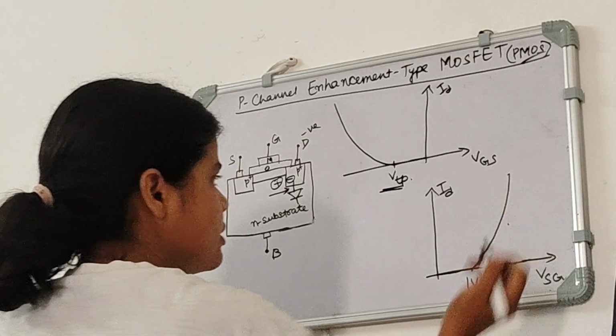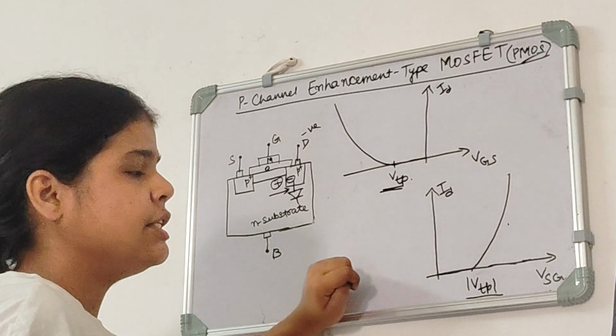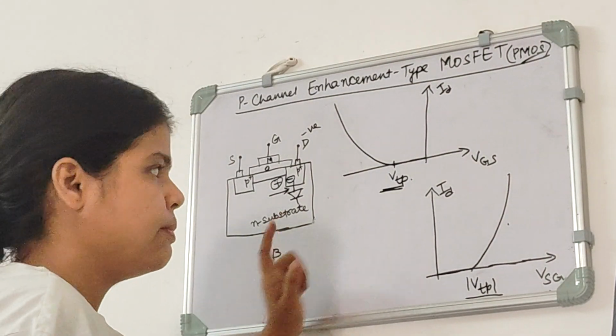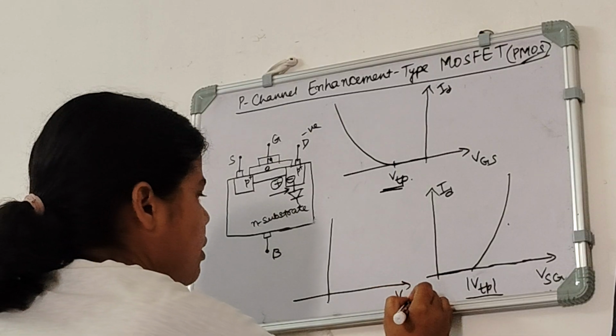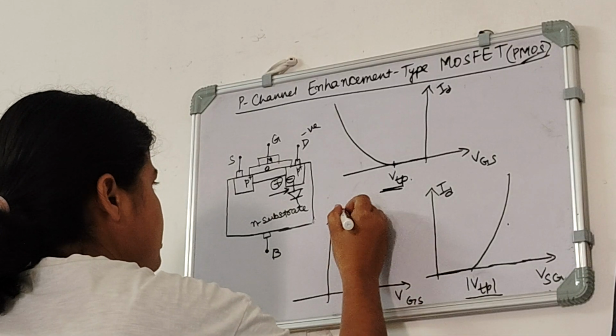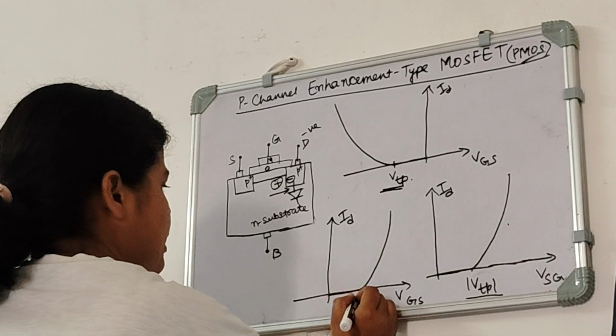And we can see that it is the same as the curve for ID versus VGS for NMOS, because in NMOS we saw that our curve is like this, with VGS here and ID here, and this was VTN.